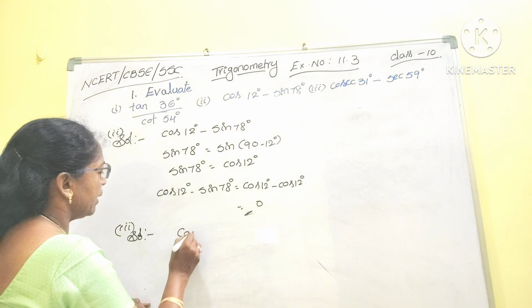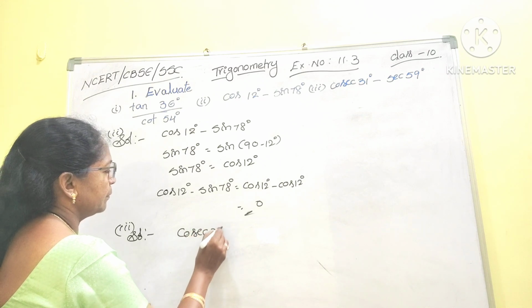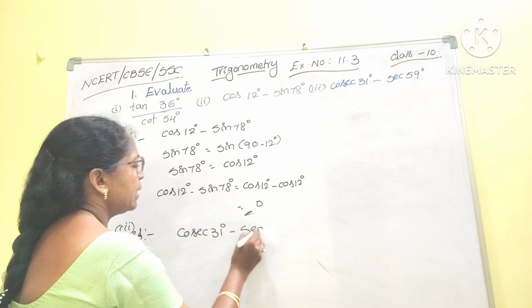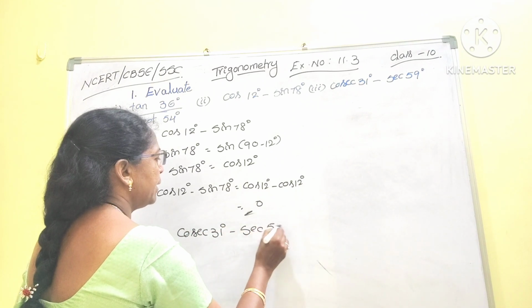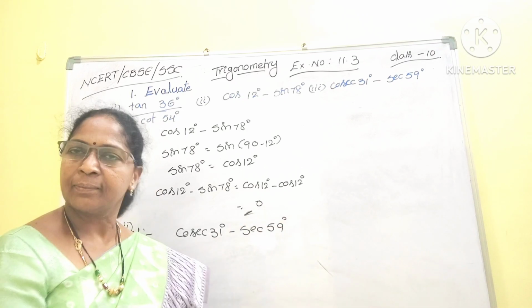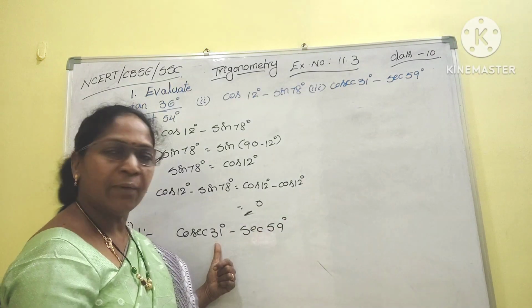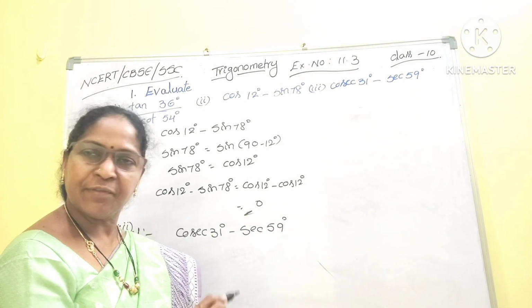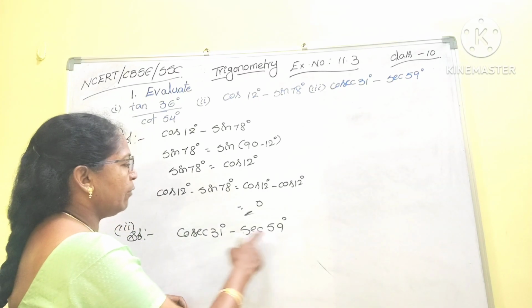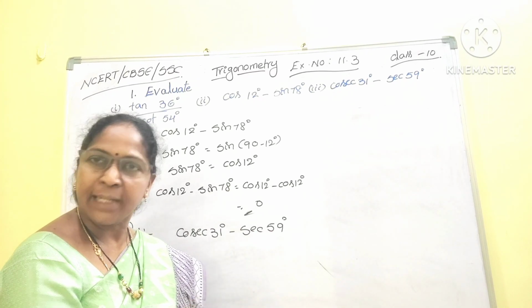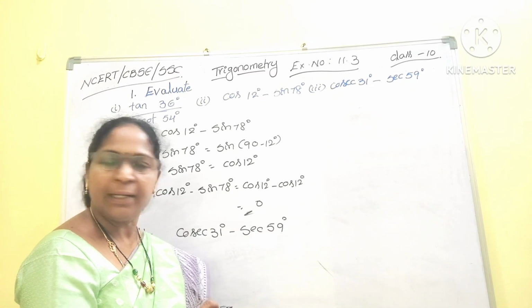Cosecant 31 degrees minus secant 59 degrees. Again, 31 plus 59 is equal to 90 degrees. These two are complementary angles.